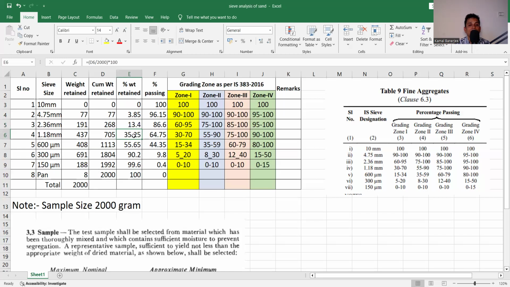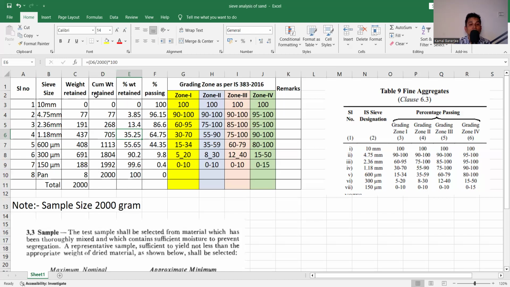And similarly, in 1.18 it is 35.25, in 600 it is 55.65, in 300 it is 89.2, and in 150 micron it is 99.6. So this is the cumulative return. Cumulative return means from 10 to 150, what is the return? That is 99.6 percent. Here 2.36 cumulative return means return in 10, return in 4.75, return in 2.36, that is 13.4 percent. Here 1.18 cumulative return means return in 10 mm, return in 4.75, return in 2.36 plus return of 1.18. That becomes the cumulative return of 35.25 percent.